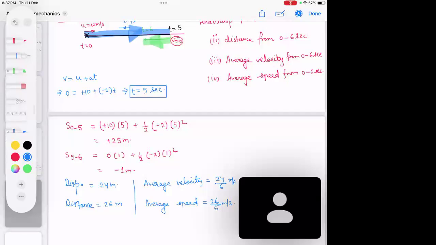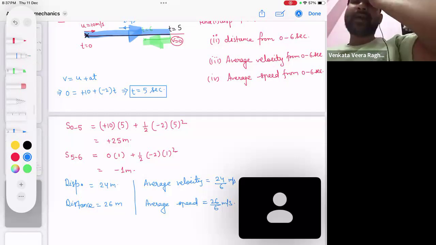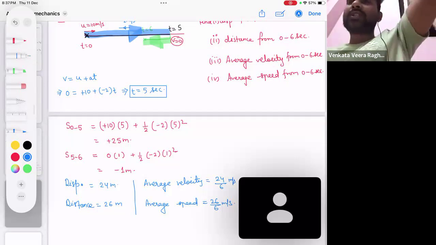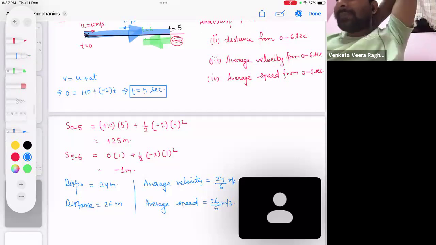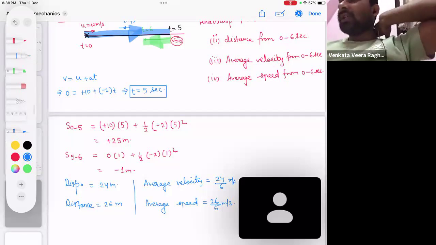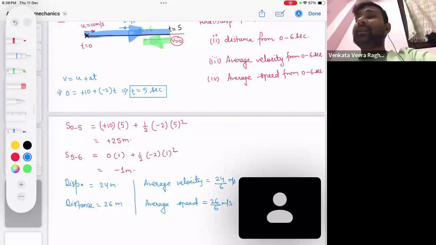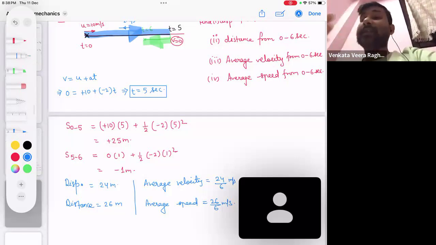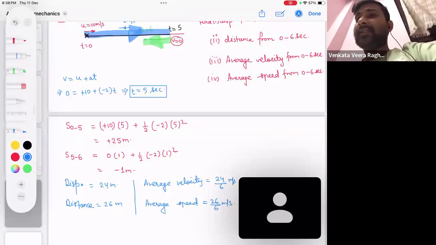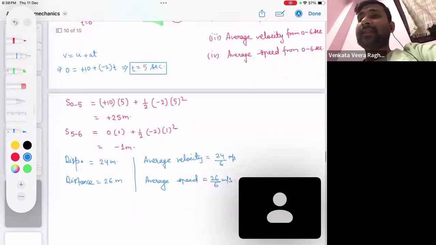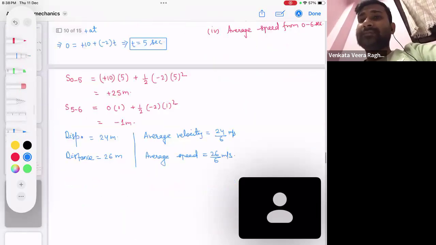So this is what happens if the particle is returning back. Whenever there is a chance of particle to turn back, always locate the point from where onward the particle is returning back. And if the time interval asked in your question is beyond the returning time, then you have to calculate displacement and distance separately. So please tell, are these things clear? The accelerated motion, or better to say, uniformly accelerated motion.